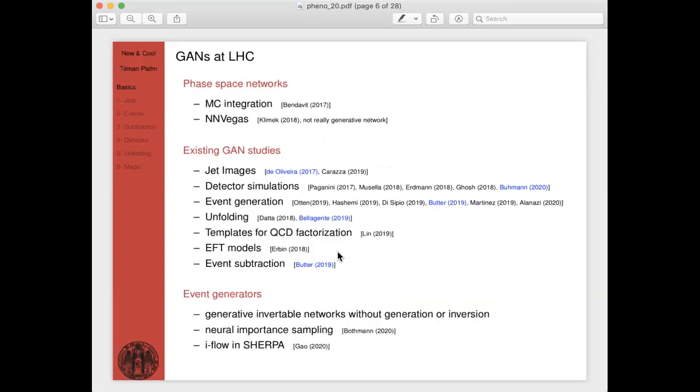At the LHC, we have seen since about 2017 a few applications of these generative networks. Early ones were Monte Carlo integrators.